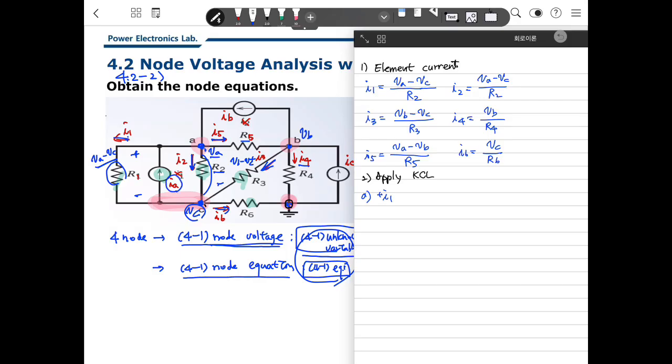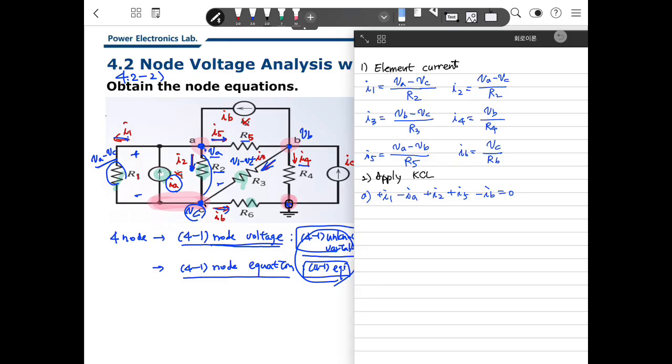It's going into the node, and I choose the positive direction as going out from the node, so in this case minus IA, and I2 is going out, so plus I2. And I5 is going out, so plus I5. And IB is going into the node, so minus IB equals 0.